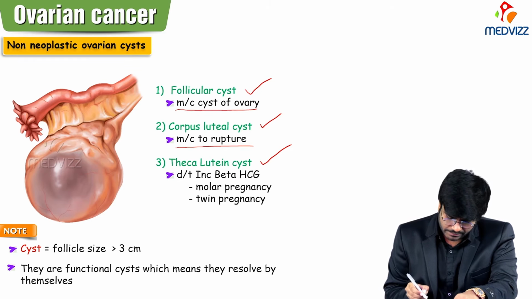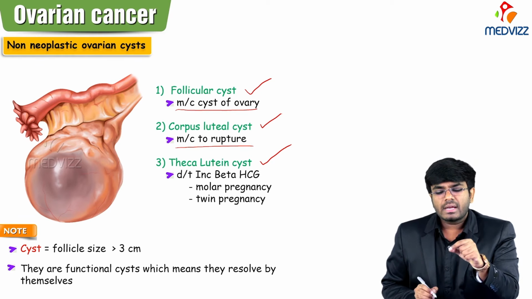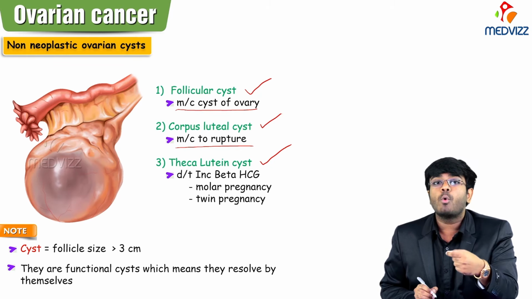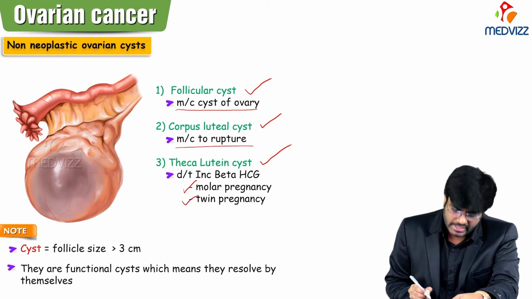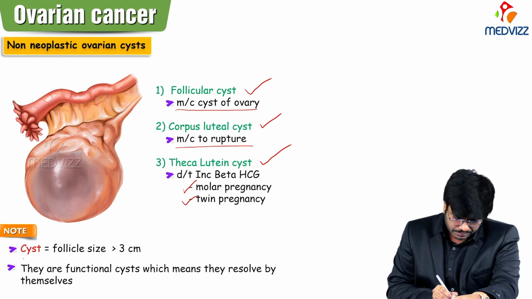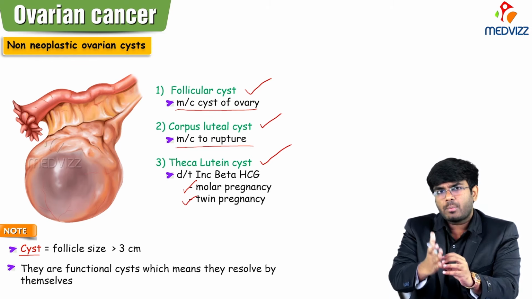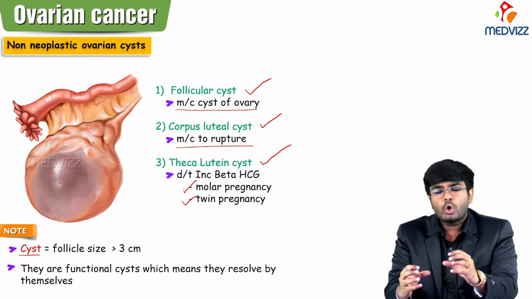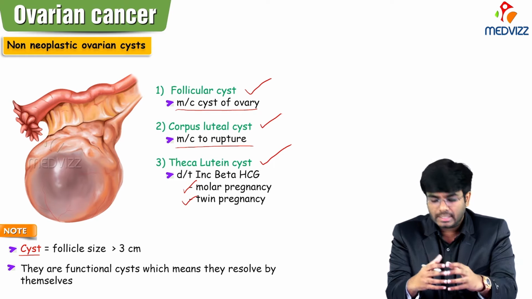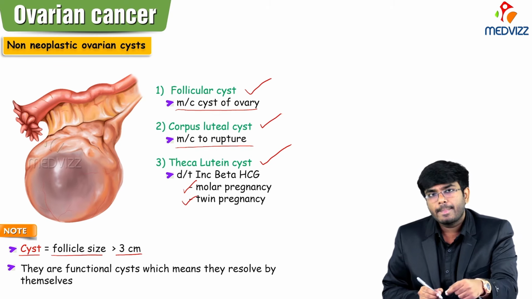Now theca luteal cyst is usually seen in conditions where there is increased beta HCG, something like a twin pregnancy or a molar pregnancy. So in these conditions, you can expect a theca luteal cyst. So these are the important points. Note, what is the demarcation point to call it a follicle and to call it a cyst? If a follicle size is getting more than 3 centimeters, then onwards you should call it a cyst.